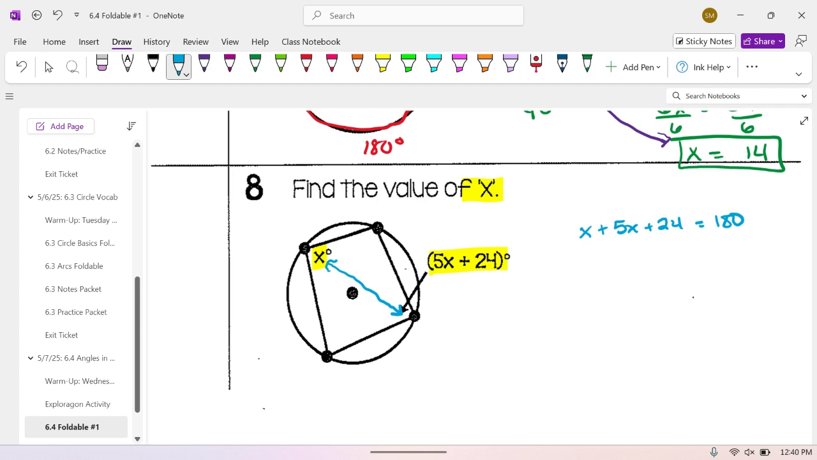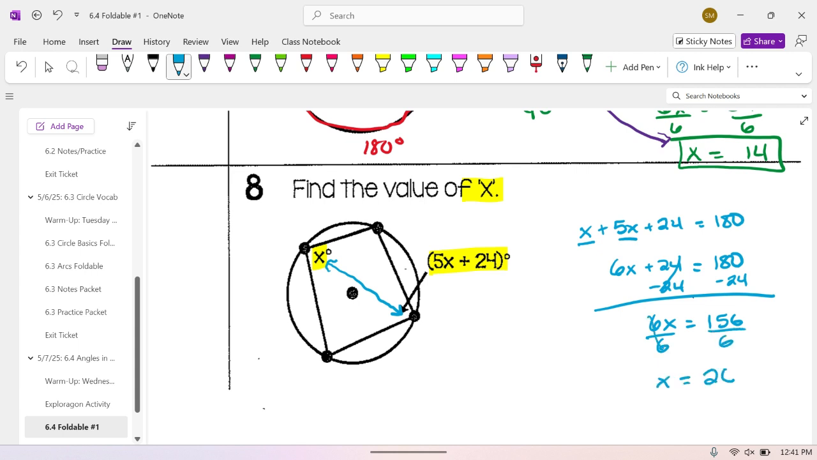So what do I need to do first to solve? Add the two x's. So this would be 6x plus 24 is equal to 180. Then what do I do? Subtract 24 from both sides. I get 6x is equal to 156. And what's my last step? Divide by 6. So x is equal to 26.